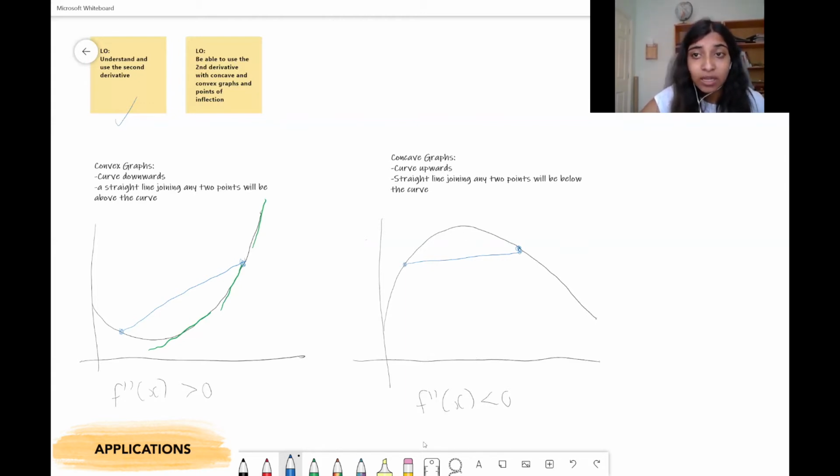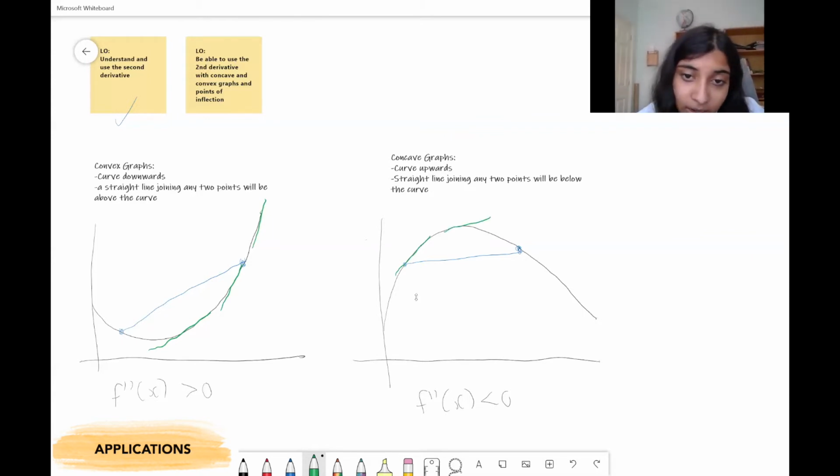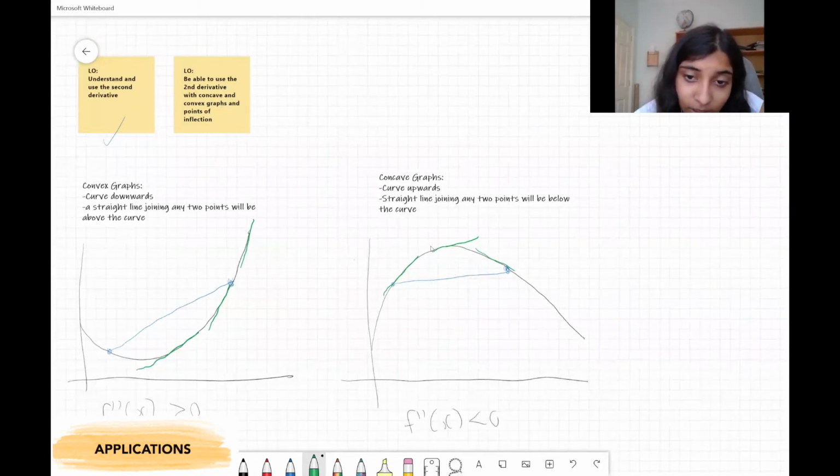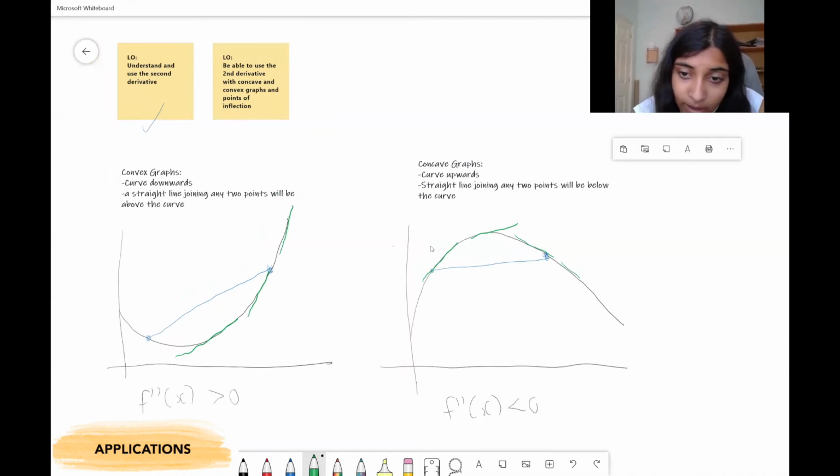And then the last important property relating to second derivative is that for a concave graph, the second derivative would always be less than 0. This means that the gradient of the curve is decreasing. You can see that if we draw some tangents of the graph, if we have one like this, then another one would be like this, another one like this. And as you can see, our tangents are getting flatter and flatter. If we continue, it goes like this, like this.